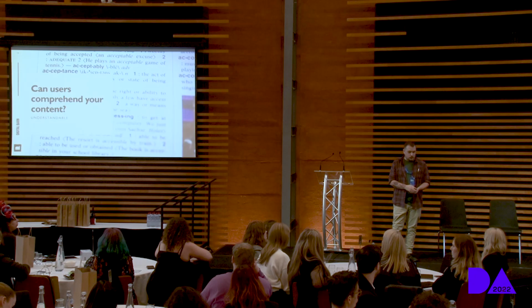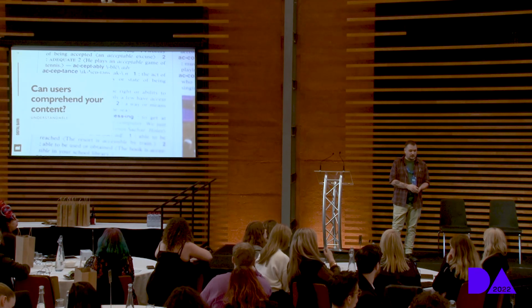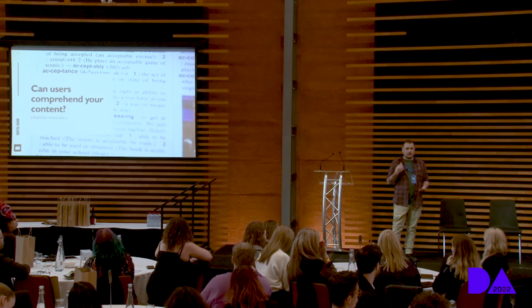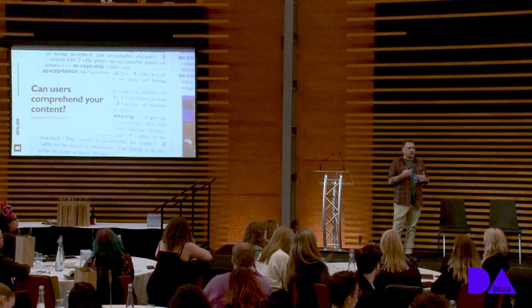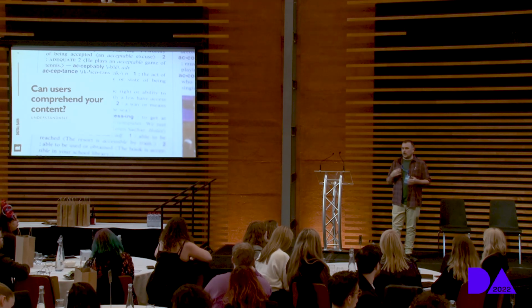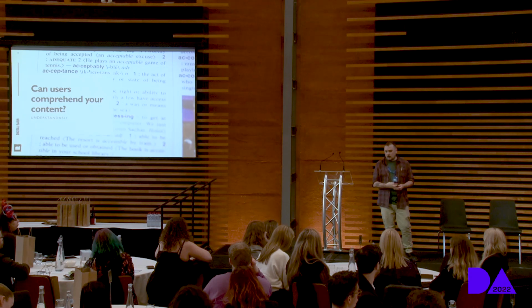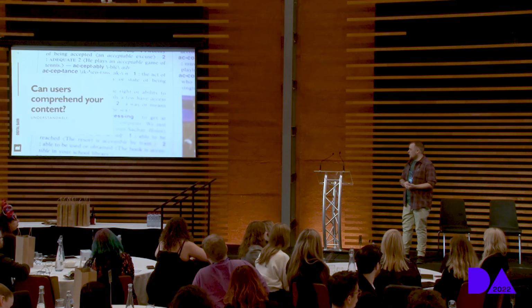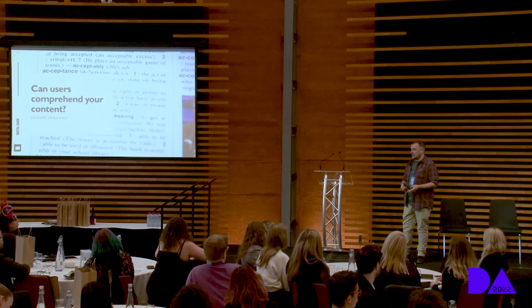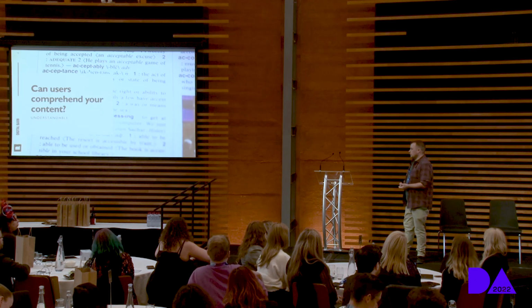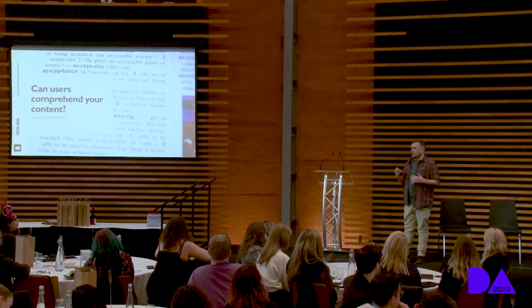Next up, understandable. Can users comprehend your content? This basically equates to the reading level that would be required for any user accessing your website. There are guidelines in the Web Content Accessibility Guidelines that set a specific reading level. So basically, everything that you write, make sure that it is going to be understandable without a university degree.